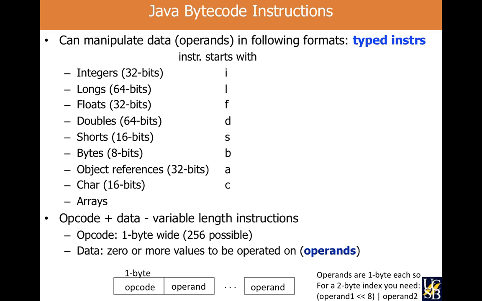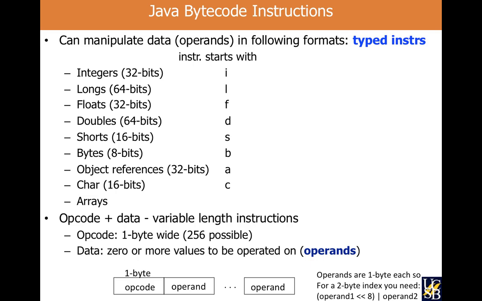The instructions in Java bytecode are typed. We have an instruction that's made up of an opcode, which is 1 byte in width, and then a series of operands, one or more. The instruction itself is variable length, depending on how many operands there are. You can tell how long it's going to be by looking at the opcode.